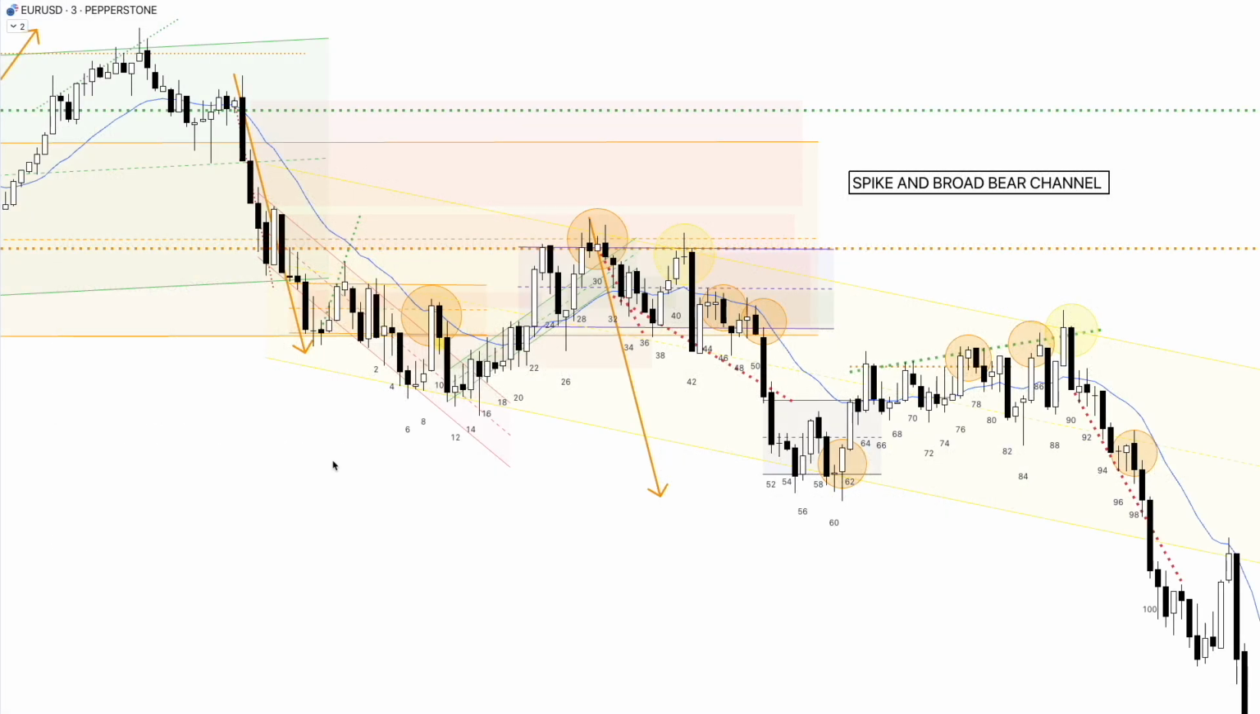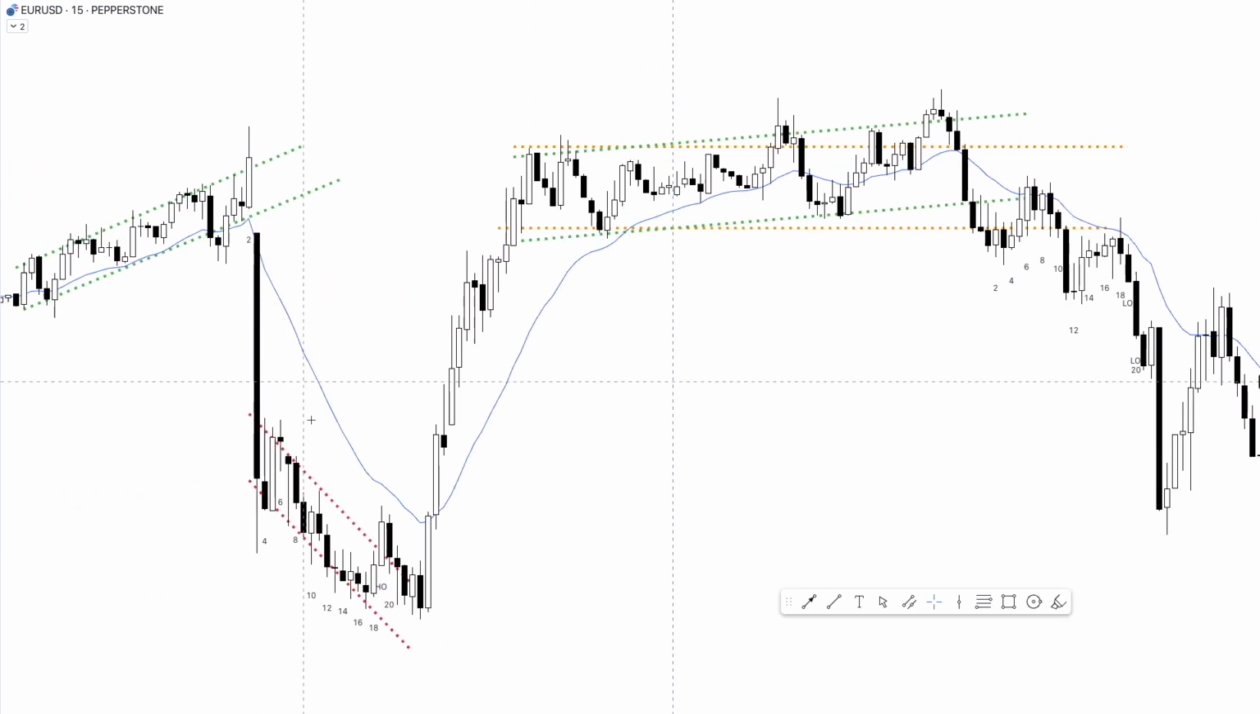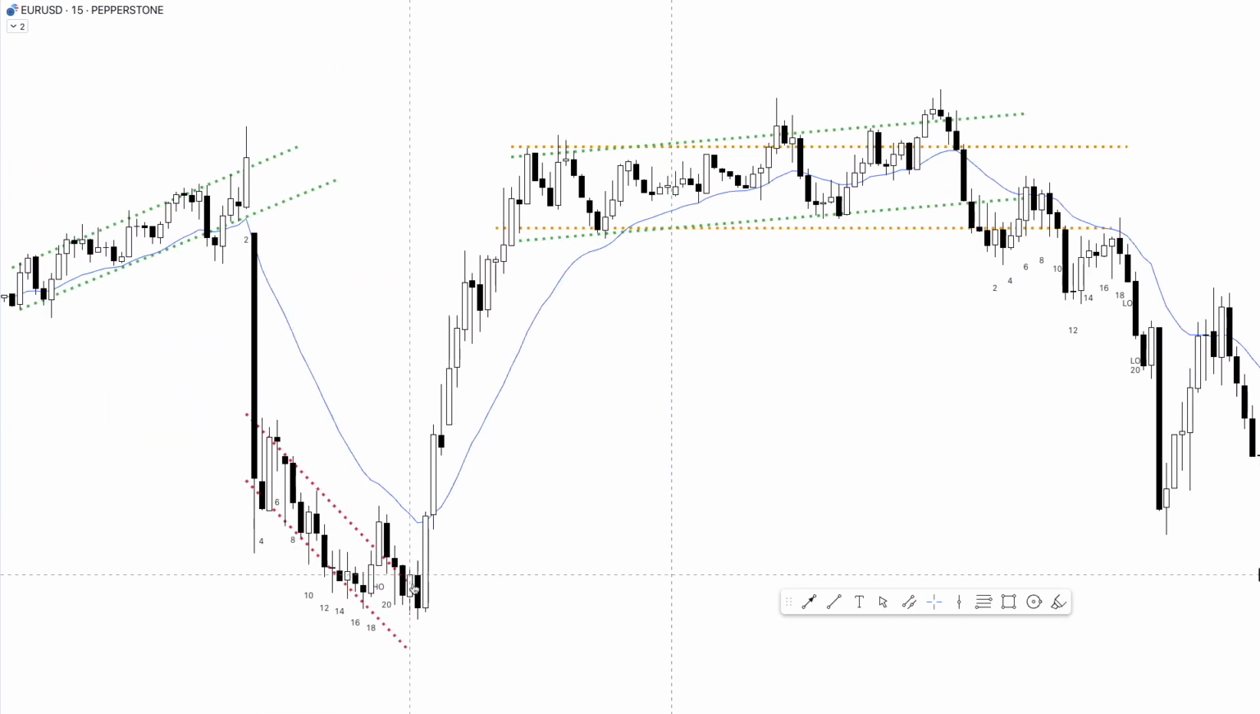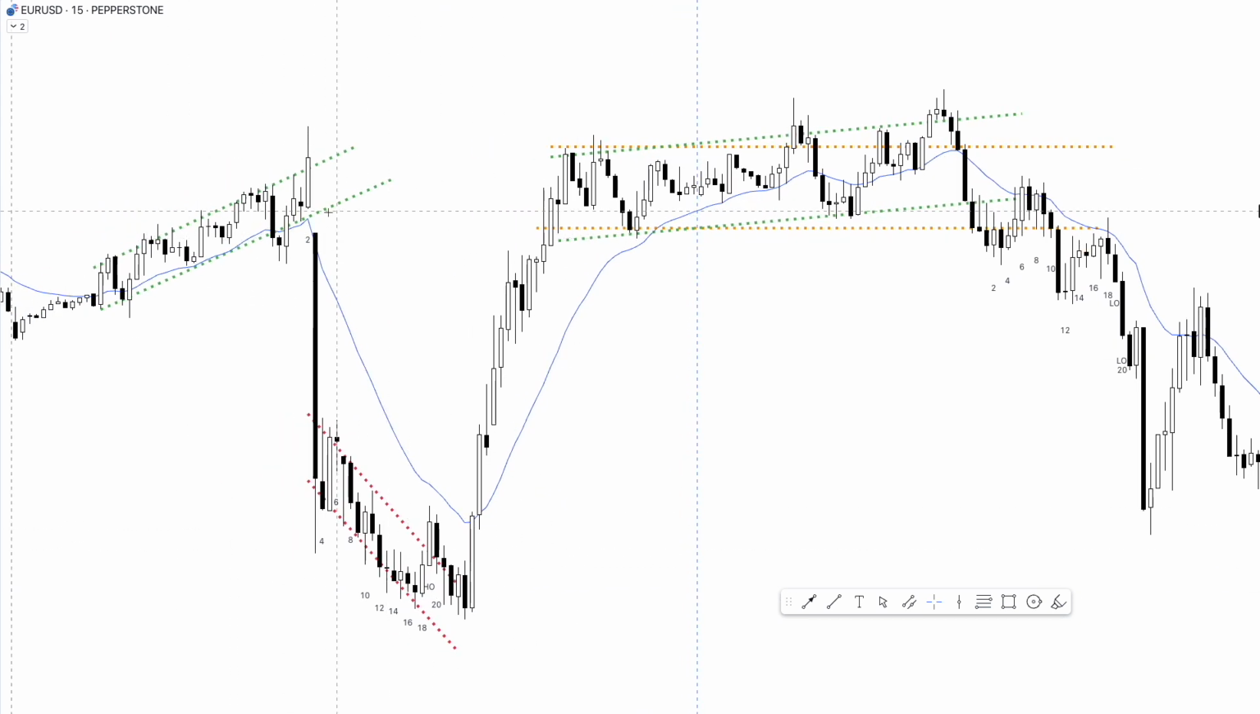Hello, this is the price action for yesterday, the EURUSD 3-minute chart. We had a spike and broad bear channel. Let's go up to the 15-minute chart to see how this formed. So the day prior, we had this huge sell-off and we have shot back up to the top again.